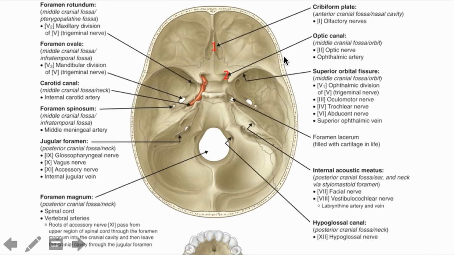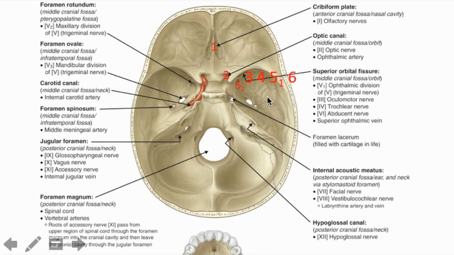Number 2, we have the optic canal. Optic canal here, optic nerve goes through there, right? Then we have another hole right here, the superior orbital fissure, where several things pass through. We have number 3, that's the oculomotor nerve. We have number 4, the trochlear nerve, the first portion of the 5th cranial nerve, which is the ophthalmic division of the trigeminal, and then we have 6, abducens. They all go through the superior orbital fissure.